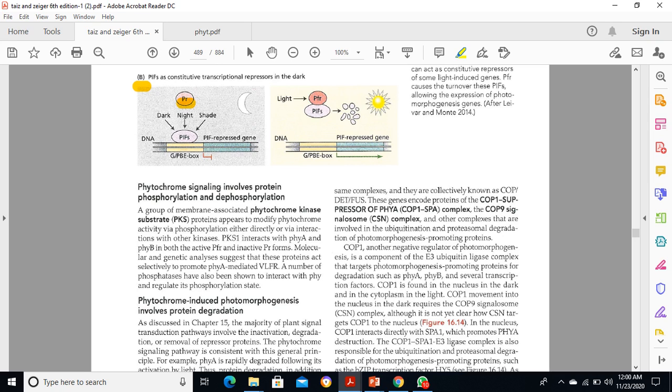It is dark, so they don't want to mediate any light-mediated response or photomorphogenic response. But in the presence of light, you know that PR will be converted to PFR, the active form, in the presence of light. So this PFR will degrade PIF. So the PIF cannot act as the transcription repressor of photomorphogenic genes. So these photomorphogenic genes will be transcribed and photomorphogenic responses will be mediated in the presence of light.